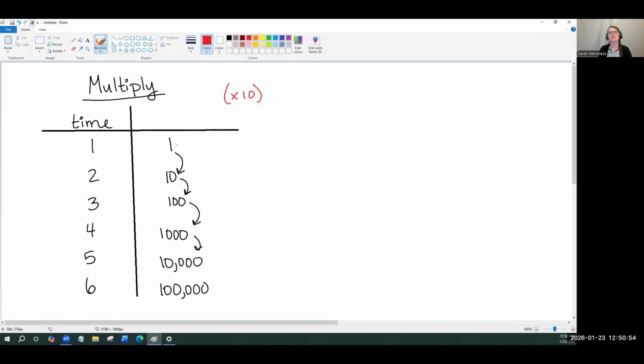Let's just look at, what is the difference between 10 and 1? We increased by 9 units. What about between 10 and 100? Well, that's 90 units. What about 100 and 1,000? Well, that's 900 units. You see how this pattern goes? So we're adding a significantly greater amount each time we move forward.